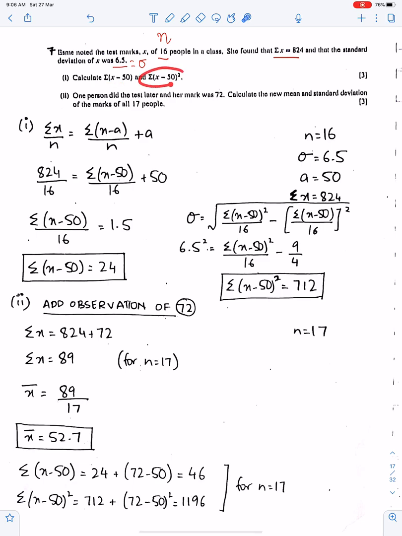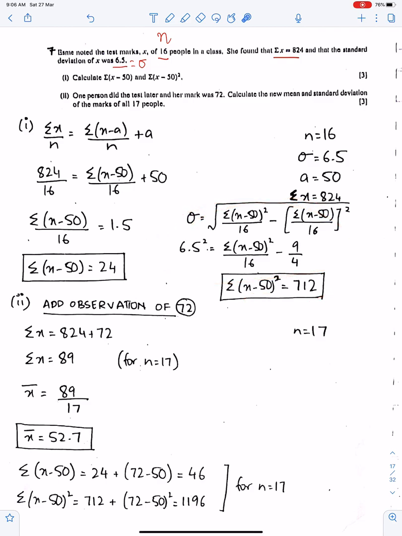Now we need sigma X minus 50 square. This is simple. We have the standard deviation, which is 6.5, so we have to use this formula: sigma X minus 50 whole square upon N, which is 16, minus sigma X minus 50 upon 16 whole square. We have sigma, which is 6.5. We have this as well, which is 24. So by solving this, we can get sigma X minus 50 whole square.